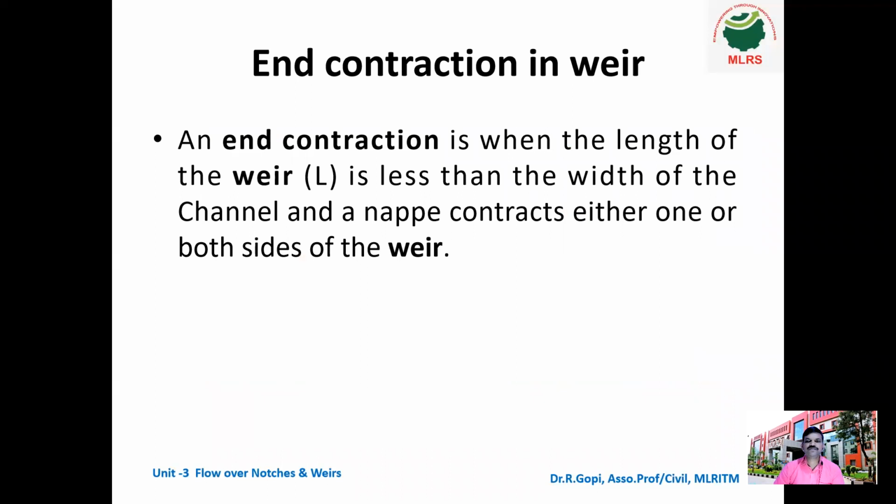Next, end contraction in weir. What is meant by end contraction? Suppose the width of the channel is more and the crest width of the notch or weir is small, that is called end contraction. So an end contraction is when the length of the weir is less than the width of the channel. A nappe contracts on either one or both sides of the weir.